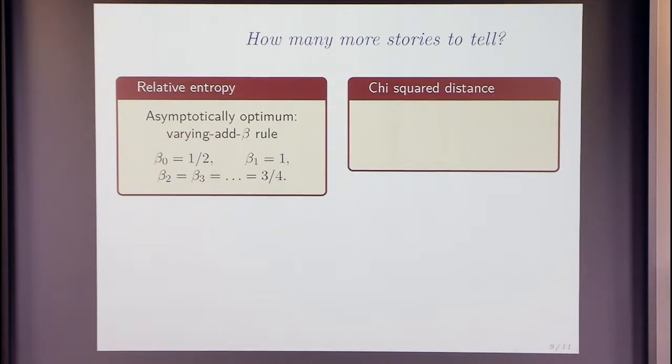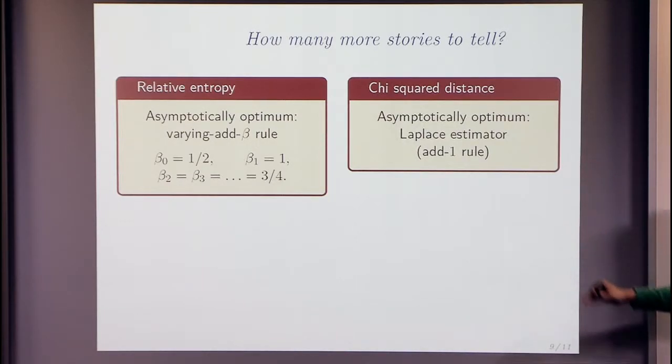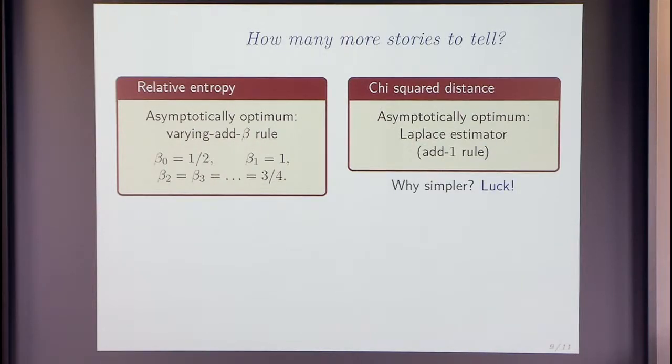For chi-square distance, something beautiful: the Laplace estimator is asymptotically optimal. Add one works. Why is it so much simpler? What is it in chi-square distance that's not there in relative entropy? Then it becomes so much simpler here. And the short answer to this question, which I also believe is accurate, is luck. It's something I do not fully understand.